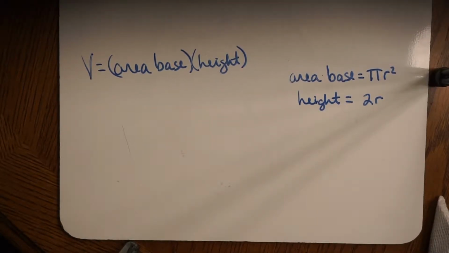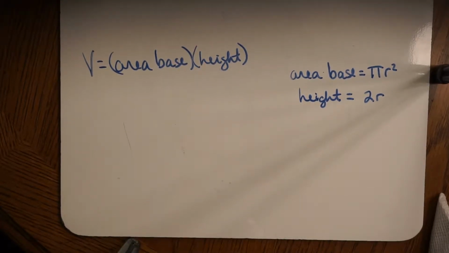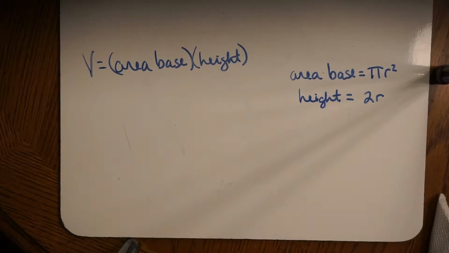Okay, now we're going to do lesson 91B. 91B is going to be talking about the volume of spheres and the surface area of spheres.